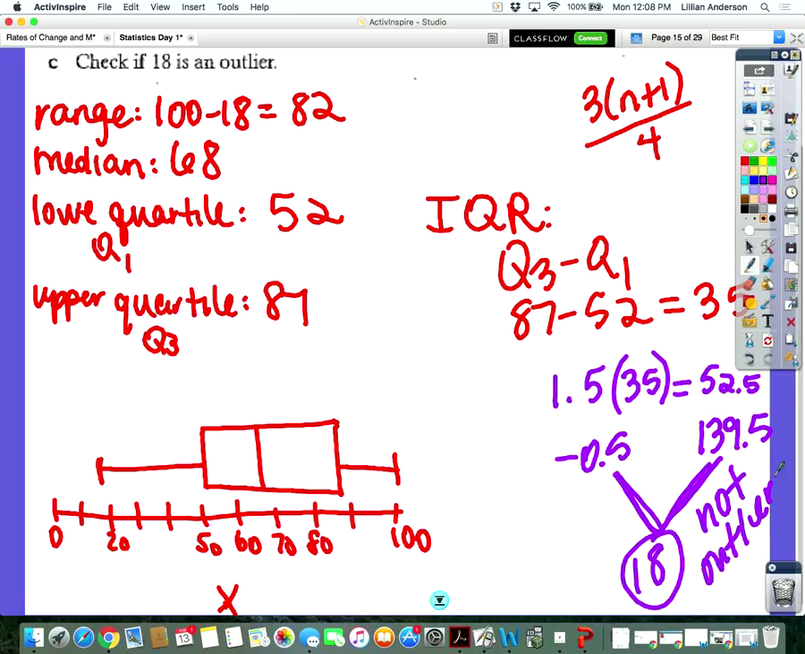If it actually was outside of those two numbers, like if it was negative 1 or if it was 150, then yes, it would be an outlier. That's how you determine if numbers are an outlier or not in your data. So basically, you do Q3 plus this number, and then Q1 minus the number to figure out the range that would make something an outlier or not an outlier. Any questions?